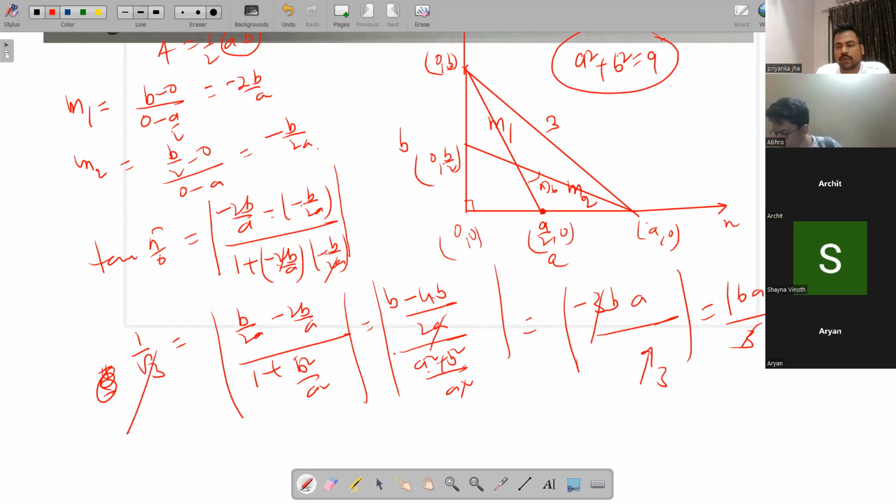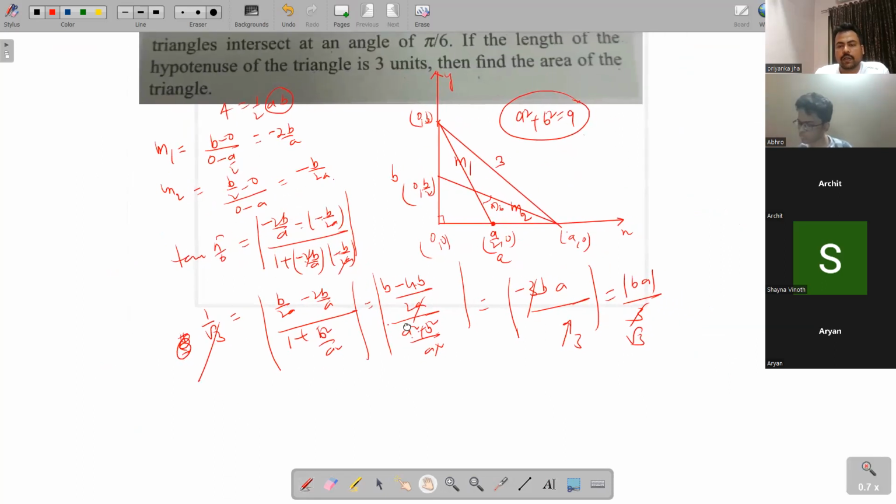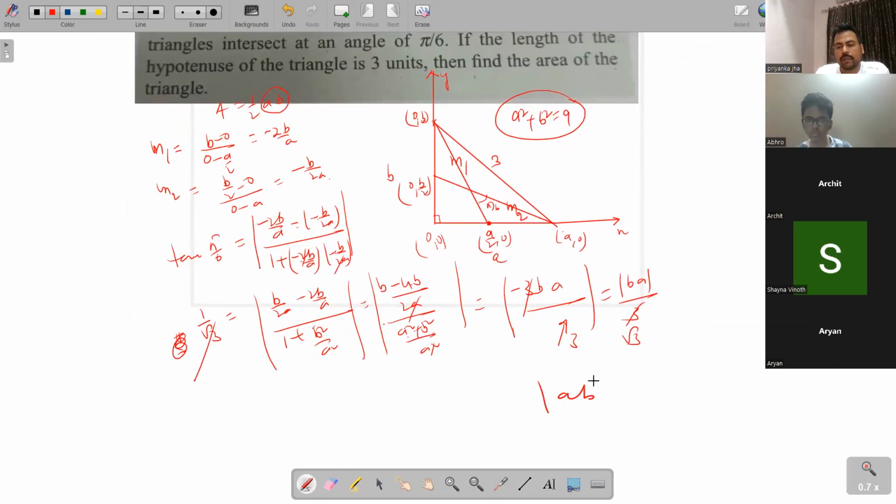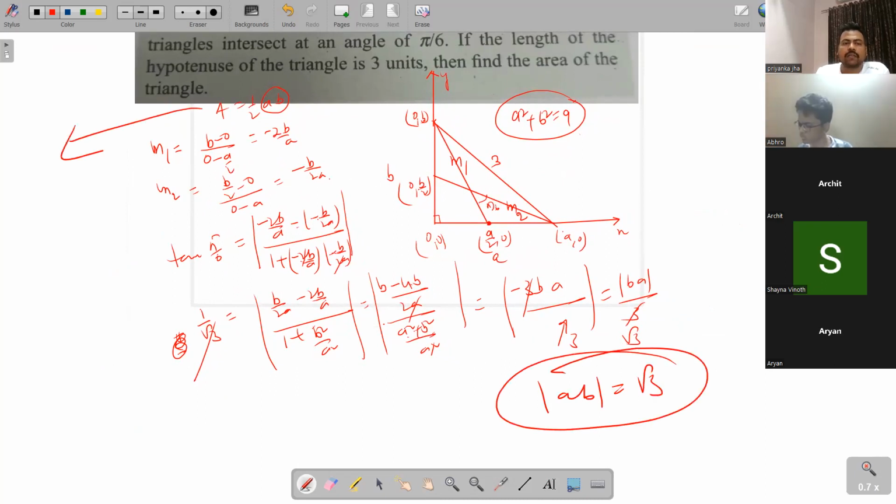So now this root 3 will be gone, and you have this mod of AB is root 3. Now just put it in the area: you will get the area is half into AB, that is a length, so it has to be positive, right? So the answer is root 3. Why not root 3 by 2?